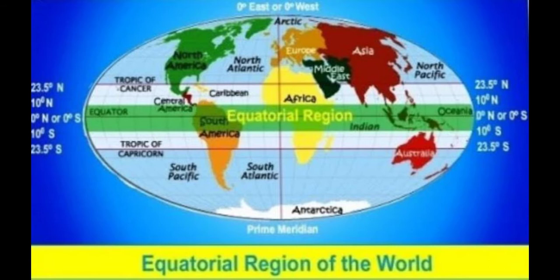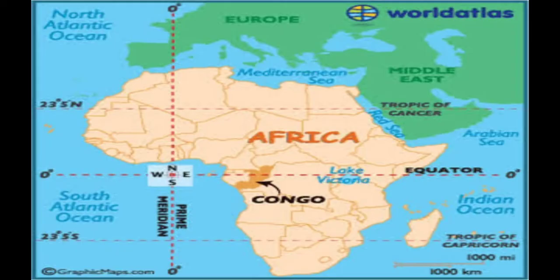Some of the largest rivers in the world flow through this belt, that is the equatorial region, and it has extremely heavy rainfall. So we can observe here the Congo river. The Congo river is the deepest river in the world, in the Africa continent.